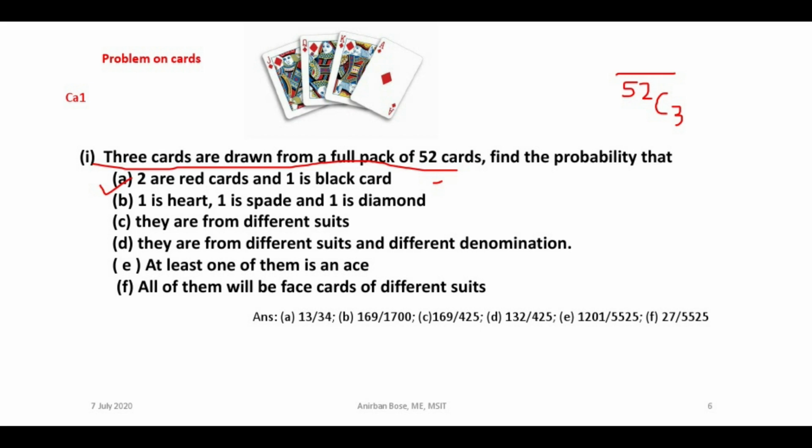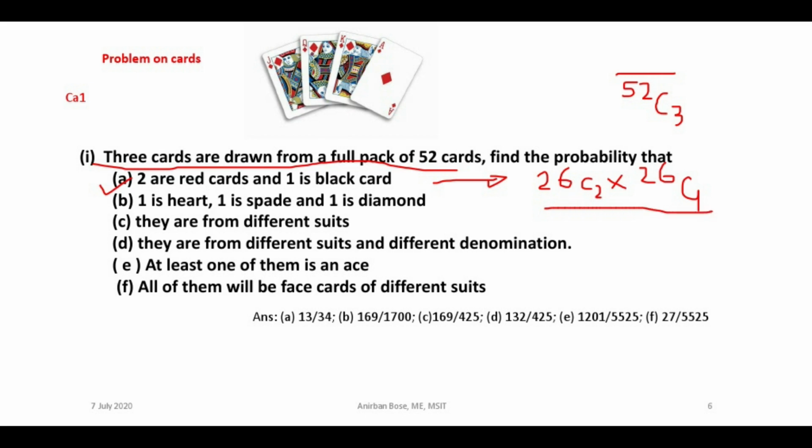The probability of the event that 2 are red cards and 1 is a black card. What is the favorable case corresponding to this? Let us find out. Total how many red cards are there? 26 are red and 26 are black. So 2 cards will come from 26 red cards and 1 card will come from the remaining 26 black cards. This will be the favorable case. So the answer will be this divided by this.